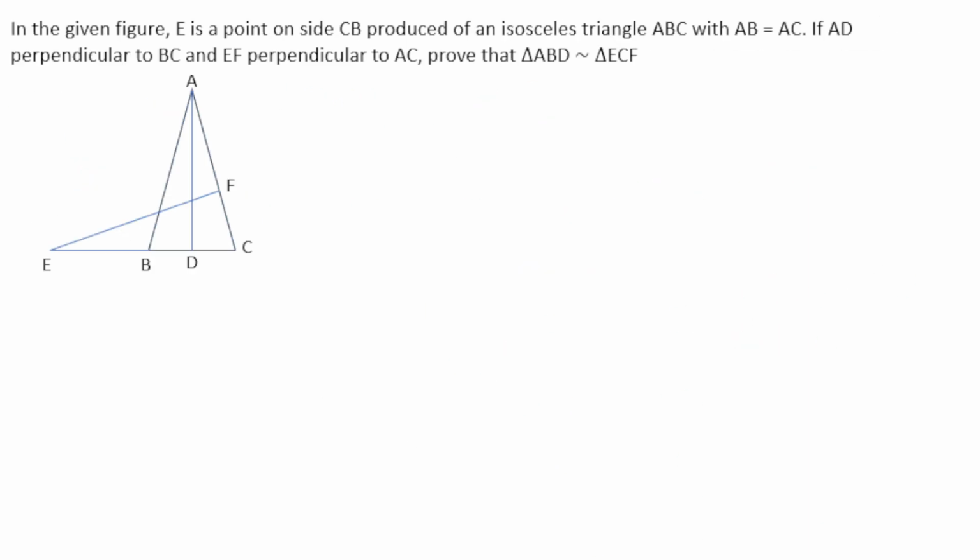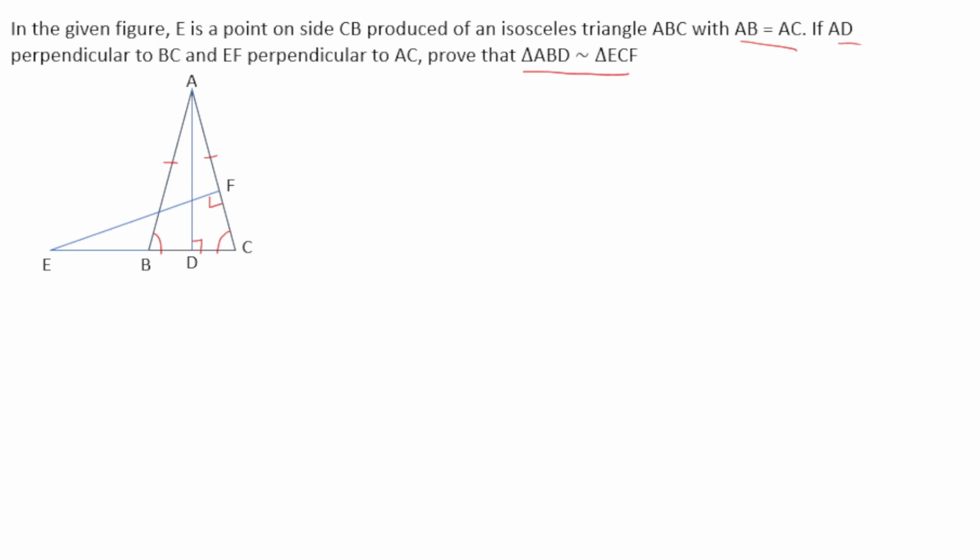Next one, in the given figure, E is a point on side CB produced of an isosceles triangle ABC with AB equal to AC. See here, AB is equal to AC, so the angles opposite to equal sides are equal. So angle B is equal to angle C. If AD is perpendicular to BC and EF is perpendicular to AC, so these both angles are 90 degrees. Prove that triangle ABD is similar to triangle ECF.